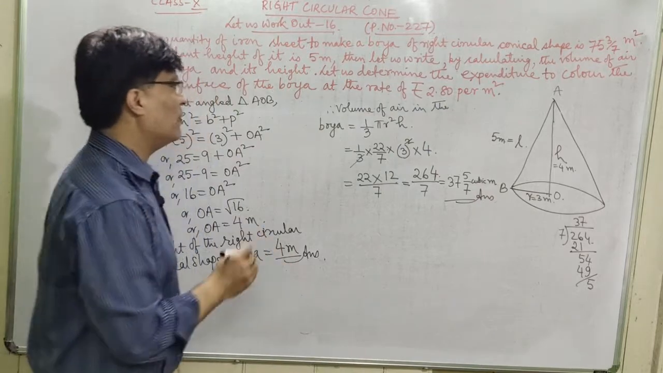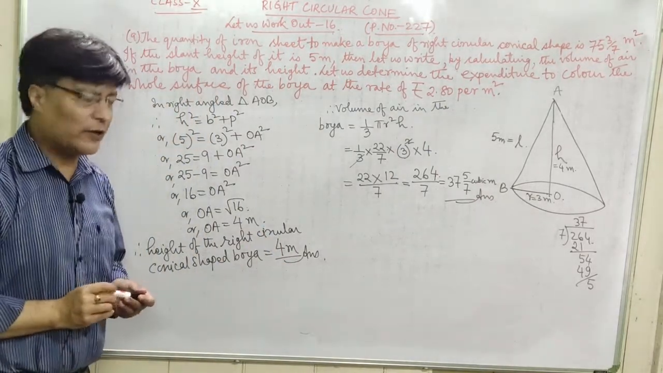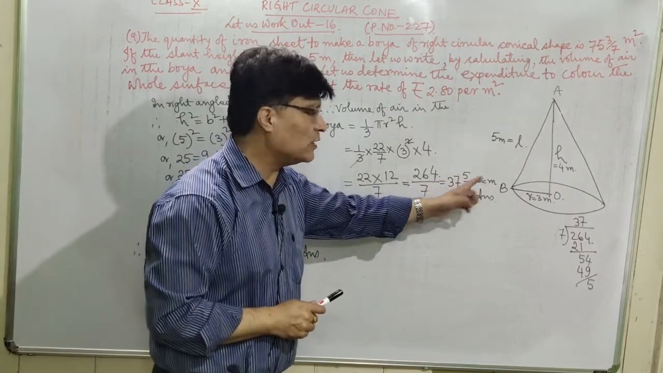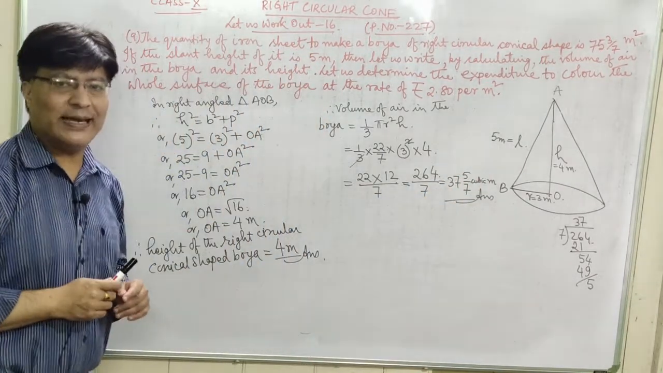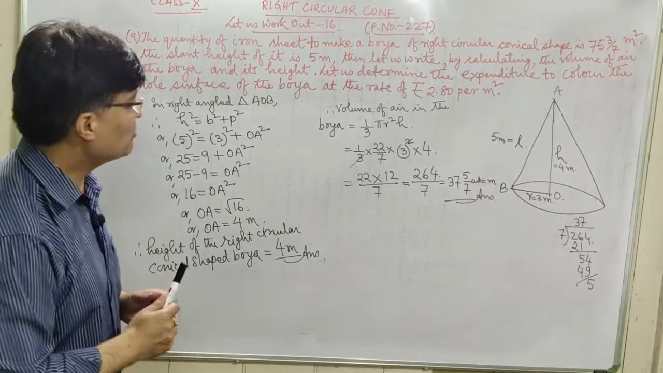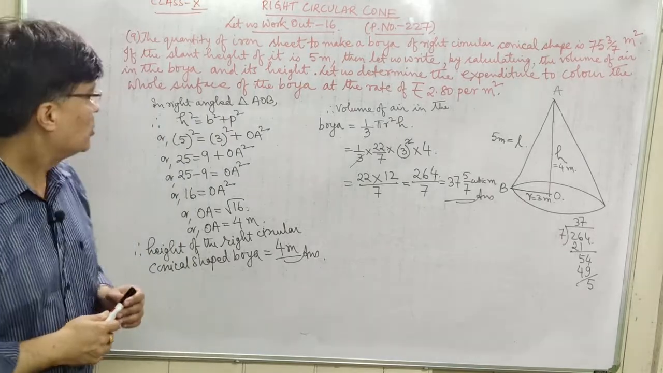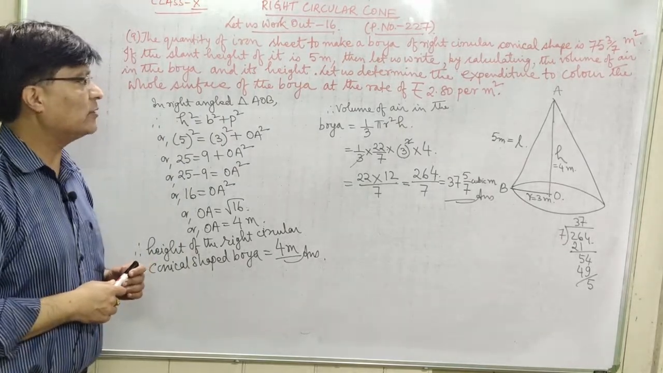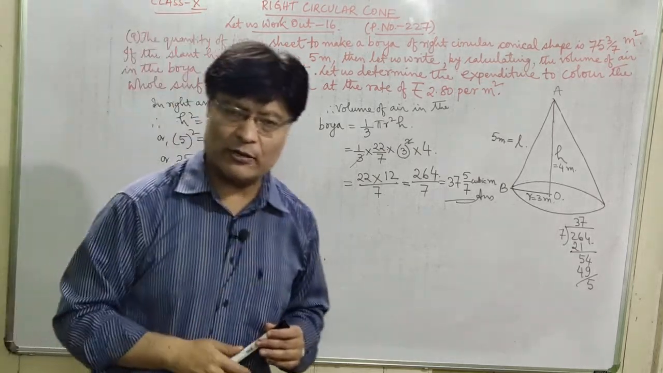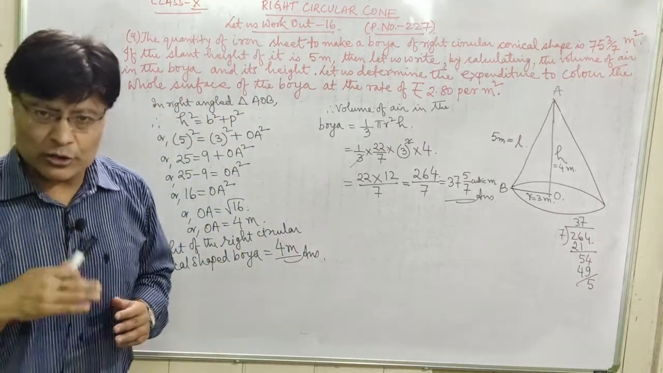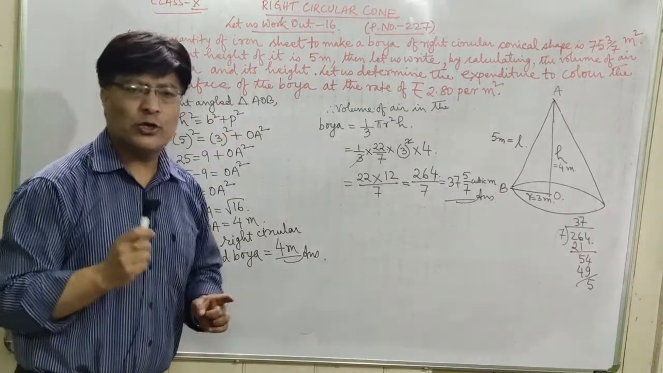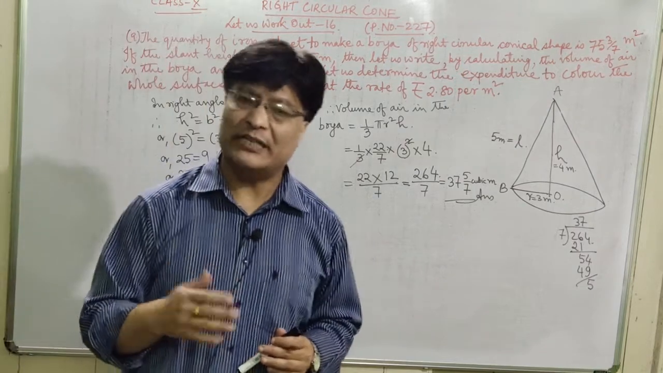So this is the answer. What is the volume of air in the boya? Volume of air in the boya is equal to 37 whole number 5 upon 7 cubic meter. So that is the answer. Now what is the last part here? You have to determine the expenditure to color the whole surface of the boya at the rate of rupees 2.80 per square meter.